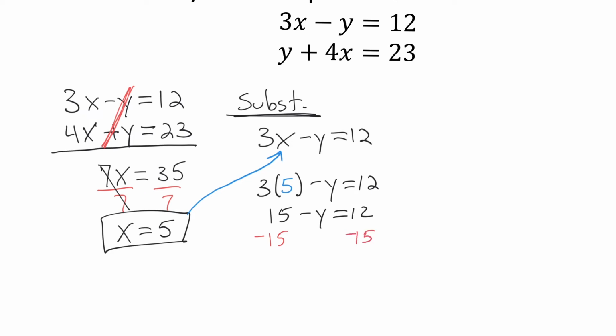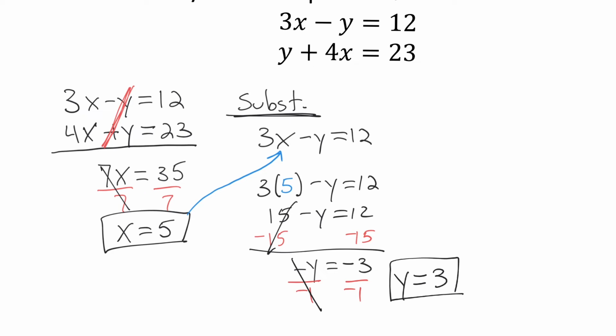This is solving a regular equation. Negative y equals negative 3. 12 minus 15 is negative 3. We have to get rid of that negative. So I'm going to divide by a negative 1. And the y value is going to equal negative 3 divided by negative 1, which is positive 3.